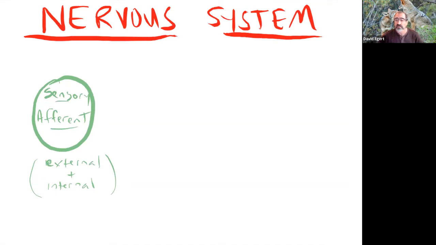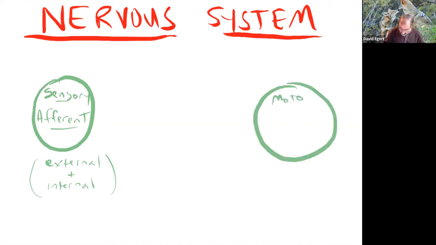Send instructions. So we activate things. We're going to have what's called the motor division. This is also called efferent. And this basically activates muscles and activates glands.